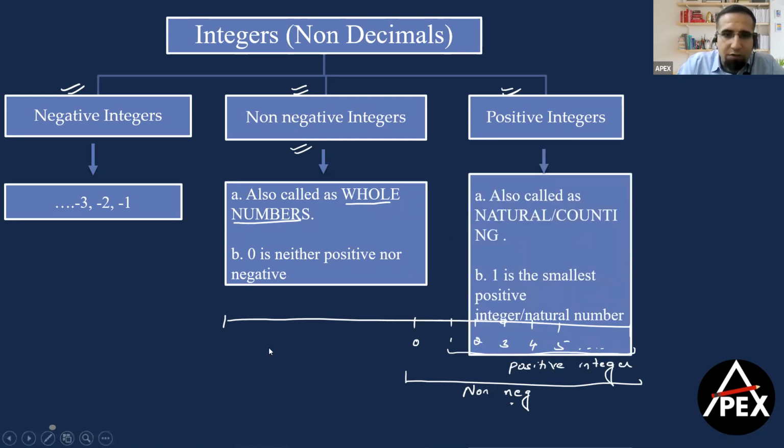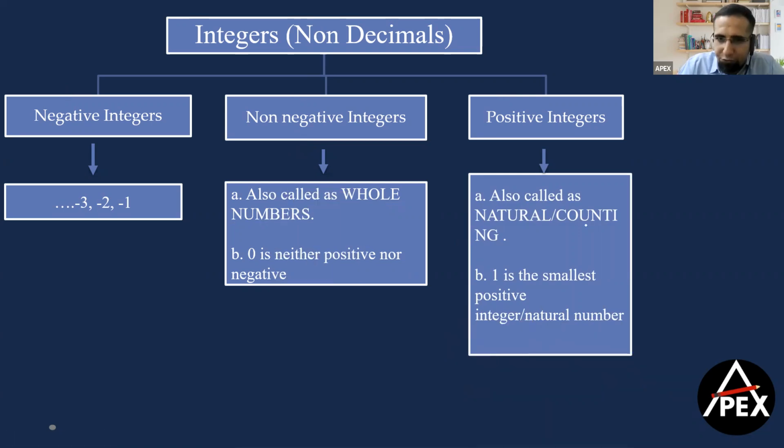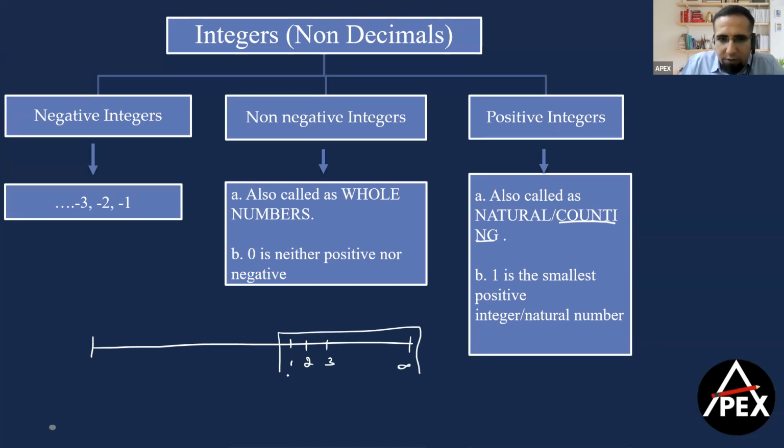What are positive numbers? Positive numbers are also called the natural numbers or counting numbers. Now, 1 is the smallest positive integer or natural number that we know. So any number ranging from 1 to positive infinity, which is positive and non-decimal, all this set of numbers are called positive integers or natural numbers. These are also called counting numbers.